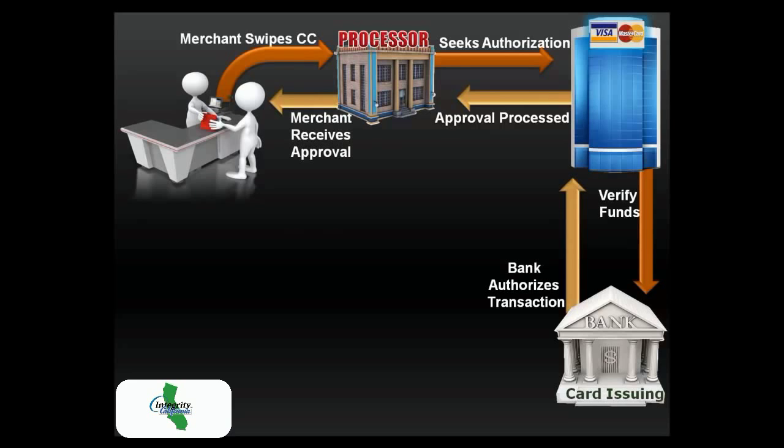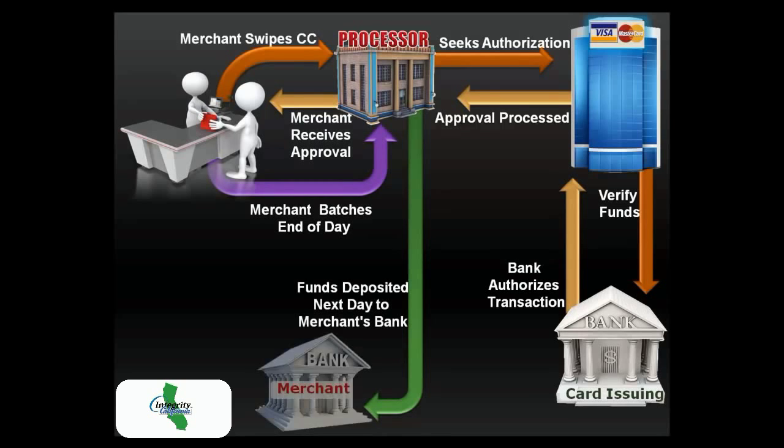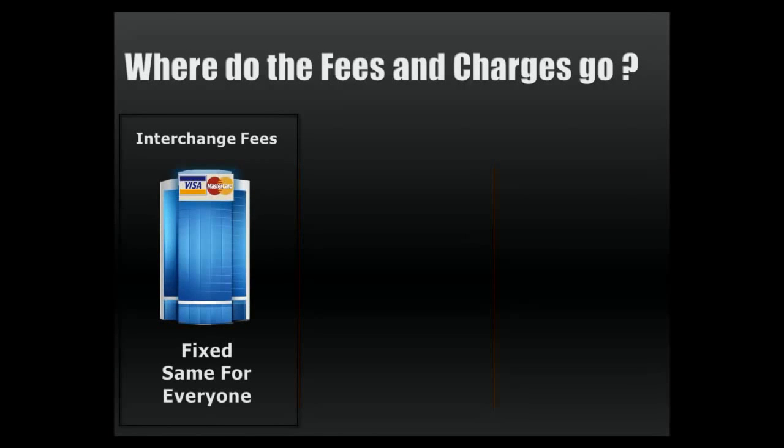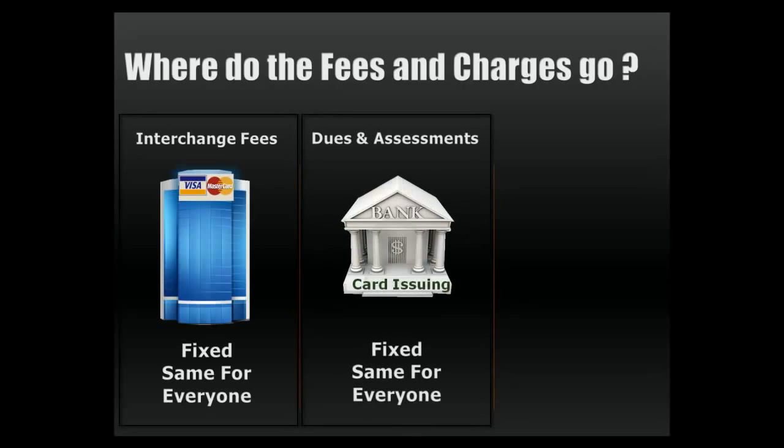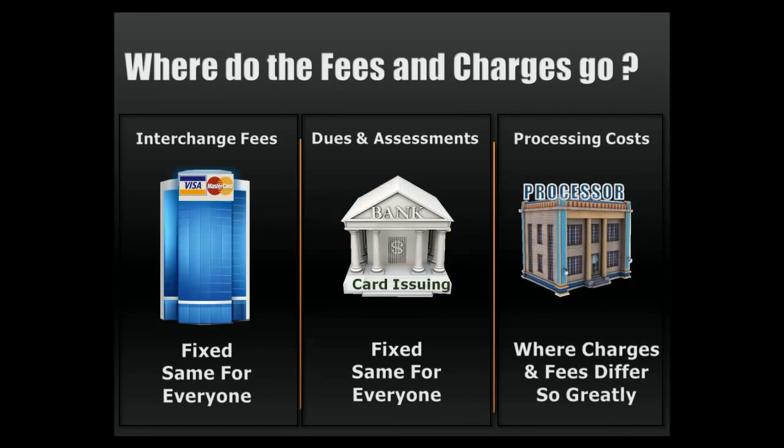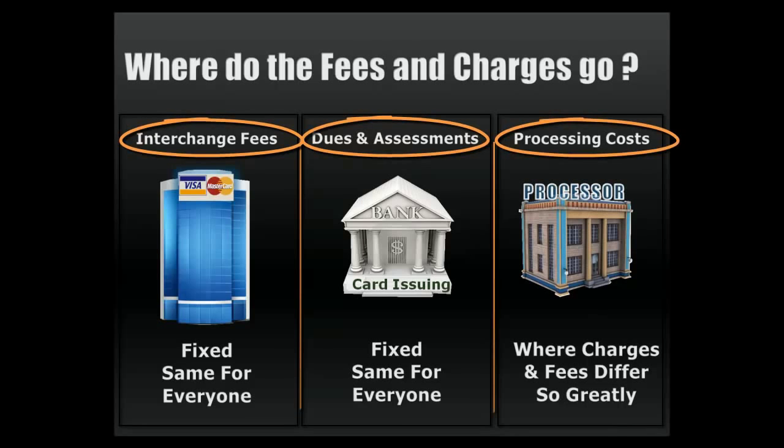merchant the authorization. At the end of each day, a merchant will batch all of their credit card transactions, and this will be sent to the processor. This processed amount is then deposited directly to the merchant's bank account. Now that you've seen the process, let's look at where the fees and charges are actually going. Merchants' fees will fall into three areas: interchange, dues and assessments, and processing costs.